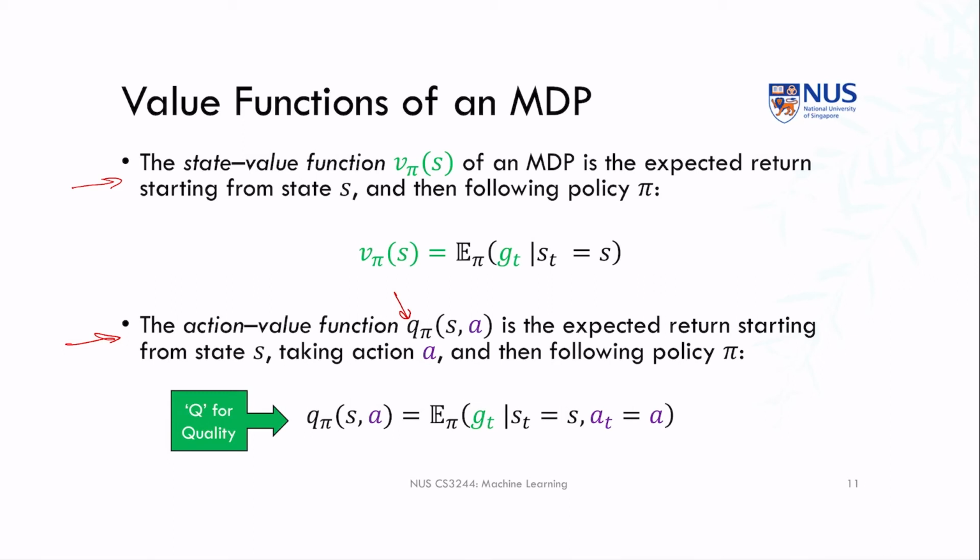So I'm in a state, I have several different things that I can do, sleep or study, and based on that I get a utility value, or a return value, and that's encoded by our quality value. So it's basically an expectation of the returns, G_t, conditioned on what state and action I take.